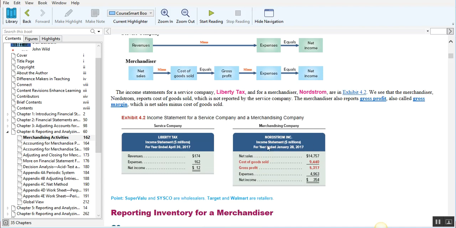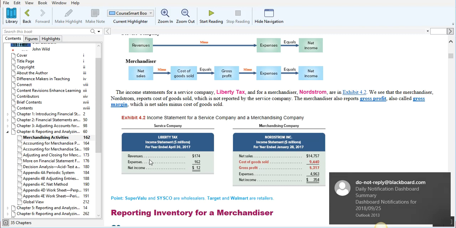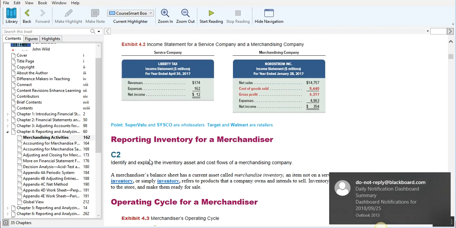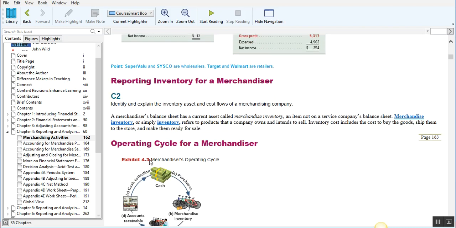And you'll notice the difference between the income statement for a merchandiser, where there's a cost of goods sold line, and a service business where there is not. Basically, that's the big difference. You're going to calculate a gross profit on sales in a merchandising business. Here it will simply be a net income after expenses are deducted.